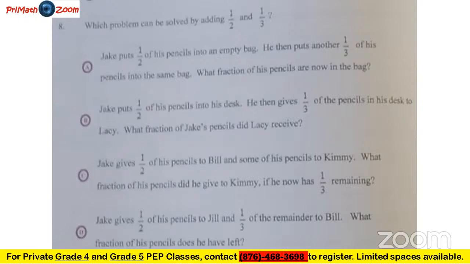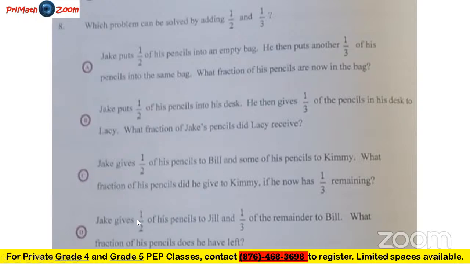What fraction of Jake's pencils did Lacey receive? He's giving away, so we're subtracting here based on the context. Jake gives a half of his pencils to Bill and some of his pencils to Kimmy. What fraction of his pencils did he give to Kimmy if he now has 1/3 remaining? Here we're doing some subtraction again.